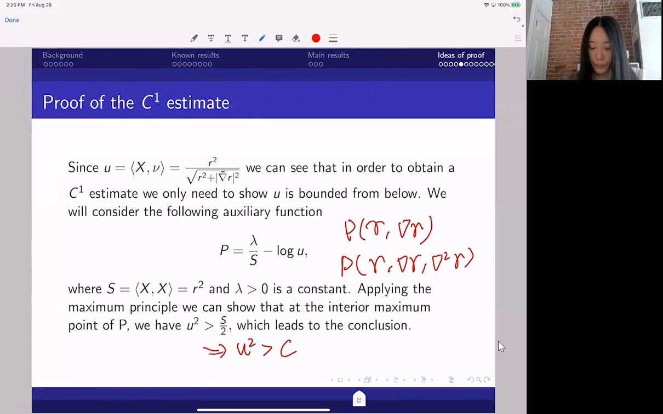And this would lead to a conclusion, right? Because at the maximum point of P, U squared is bounded below, so we know that P is bounded above, so then U is always bounded below. Okay.